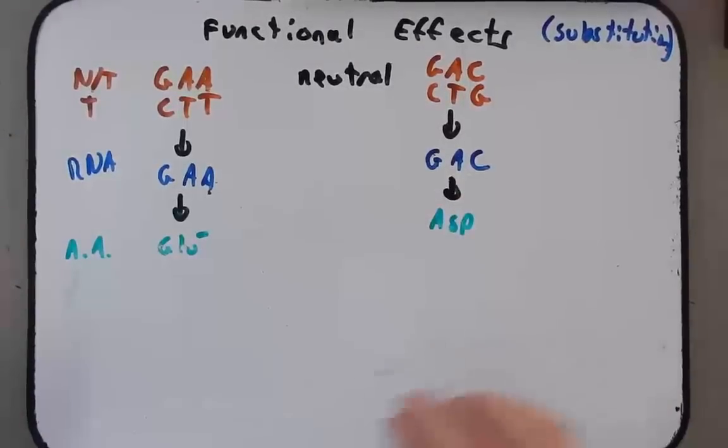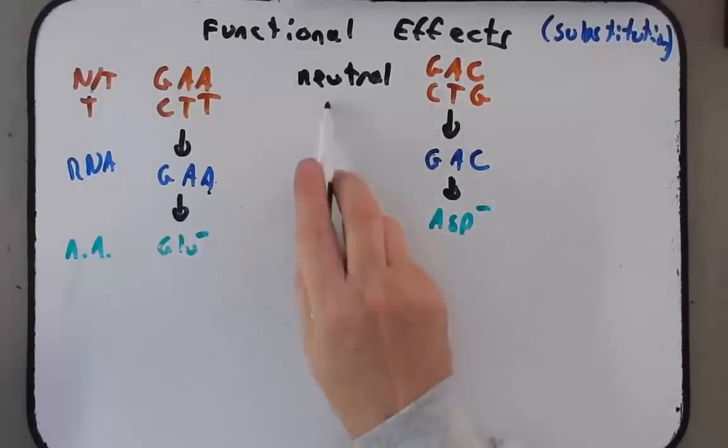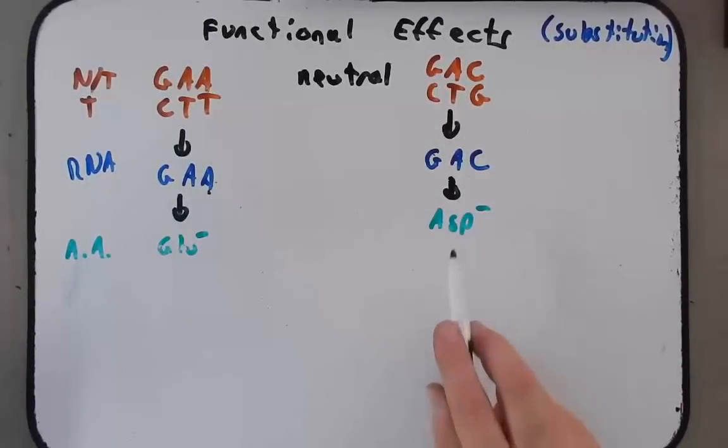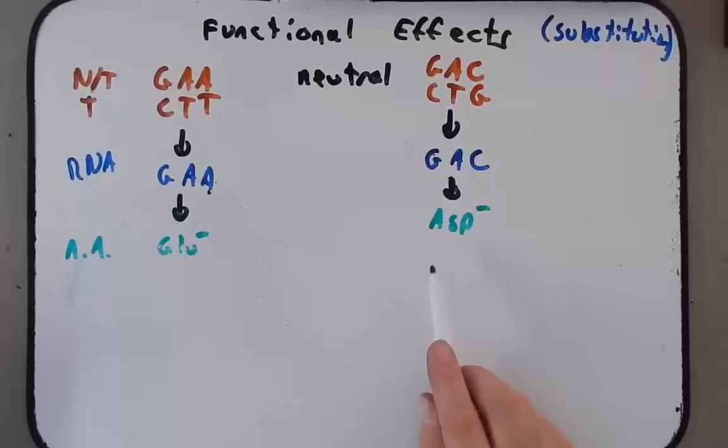Aspartic acid is similar to glutamic acid. They're both negatively charged. They're both polar. So we say it's neutral because it changes the amino acid, but it's less likely to have a strong phenotype because it makes a very similar amino acid. Now, don't get me wrong, it could still have a negative impact, but our prediction would be that it would not be as strong of an impact.